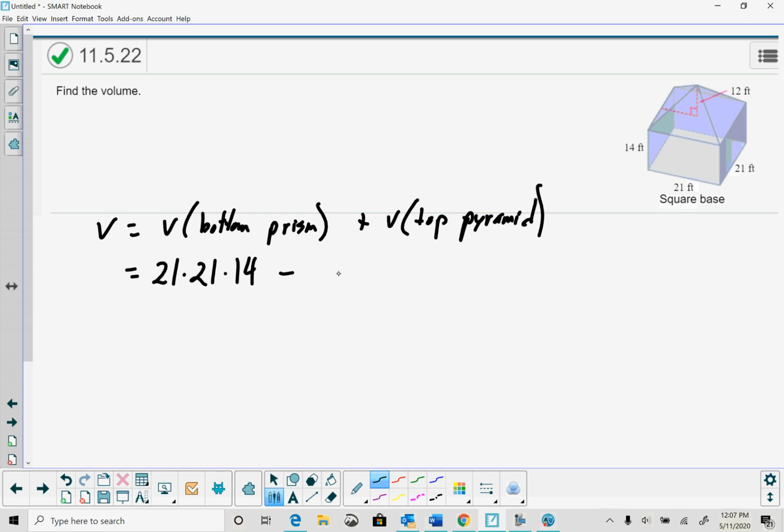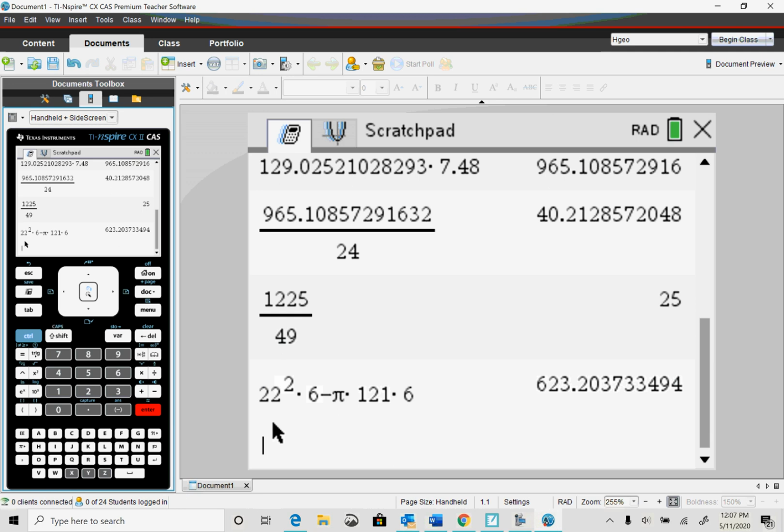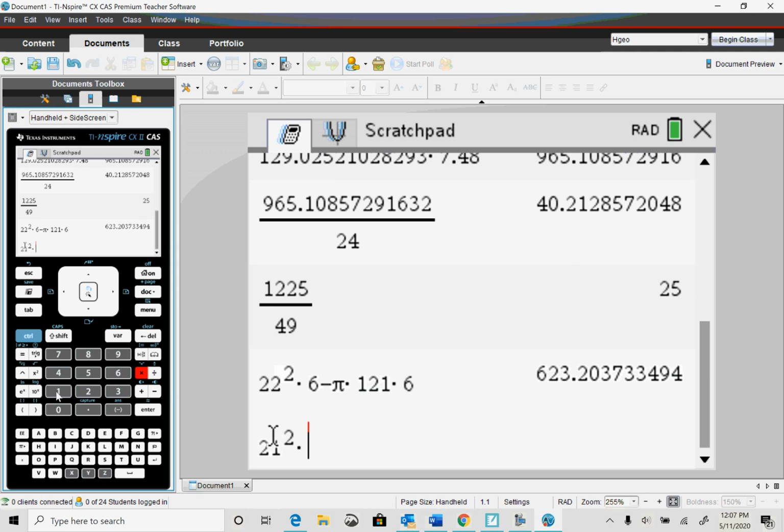Now for our pyramid, again, don't forget the magic constant there of 1/3. The area of the base, again, it's going to be a square, so that's 21 squared. And they're showing you, wasn't that nice of them, the height of the pyramid is 12. So that's our prismatic base.